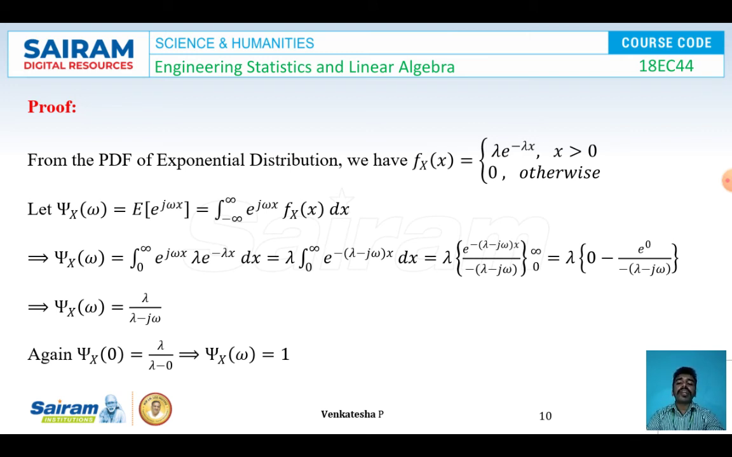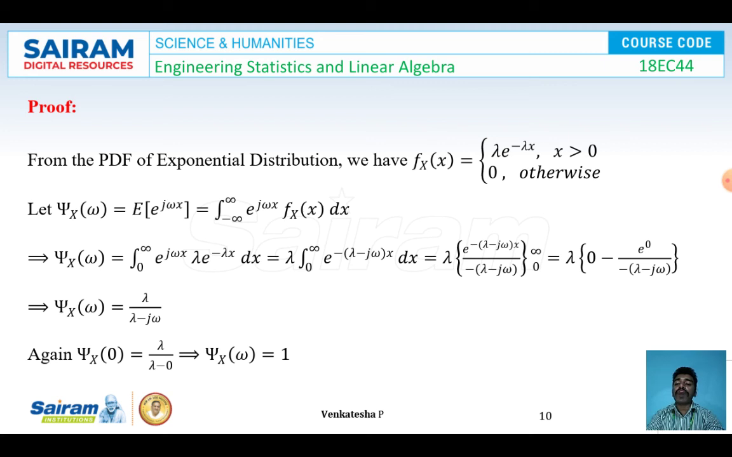So I got the expression: lambda times the integral from 0 to infinity of e to the power minus (lambda minus j omega) x dx. After integration, I got lambda times e to the power minus (lambda minus j omega) x divided by minus (lambda minus j omega), at the limits 0 to infinity. For the upper limit it will become 0. For the lower limit we got lambda times e to the power 0 divided by minus (lambda minus j omega). So the characteristic function will be lambda divided by lambda minus j omega.